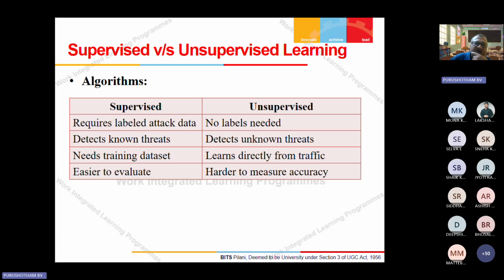The difference between supervised and unsupervised is that supervised requires labeled data. There is no labeled data required in unsupervised. Supervised detects known threats, while unsupervised detects even unknown threats. Supervised needs to train on the data set, while unsupervised learns directly from the traffic and is dynamic in nature. Supervised is easier to evaluate, while it is harder to measure the accuracy in unsupervised.